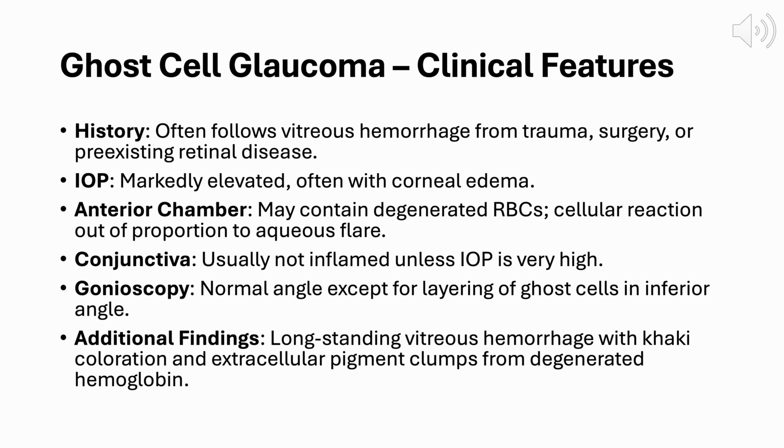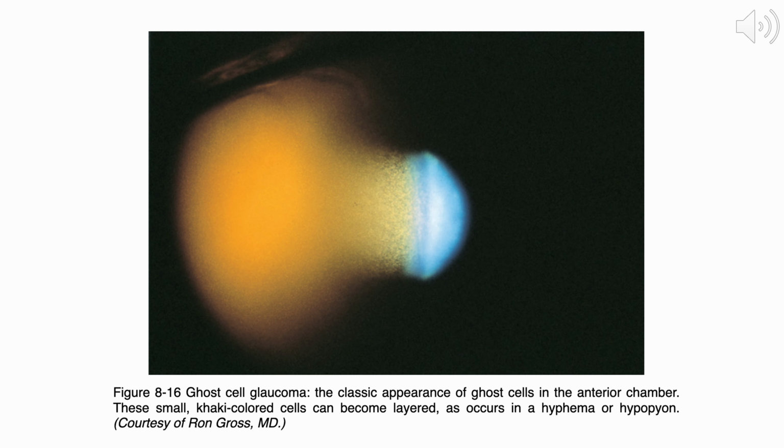Conjunctival inflammation is generally absent unless the IOP is very high. On gonioscopy, the angle usually appears normal, although layering of ghost cells is often seen in the inferior angle. In long-standing cases, the vitreous may appear khaki-colored, and extracellular pigment clumps can be found, resulting from degenerated hemoglobin.